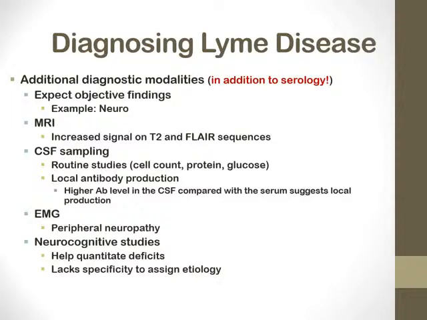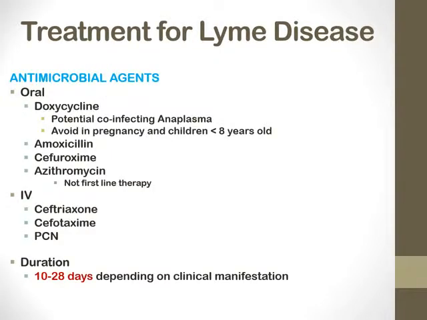For example, in the neural complaints, you could use MRI, CSF sampling. You can even look for local antibody production. You can use an EMG and even neurocognitive studies. None of these is specific in and of itself, but along with a clinical presentation, an epidemiologic history that fits, and laboratory results, they can help us really pin down the diagnosis.